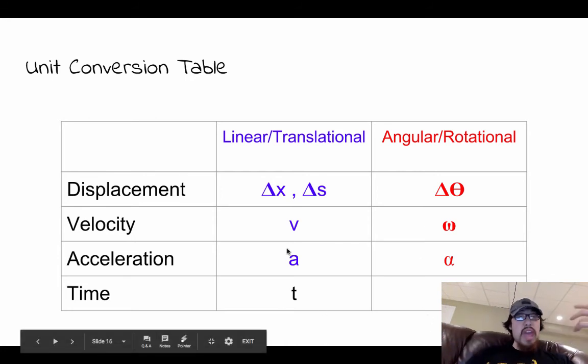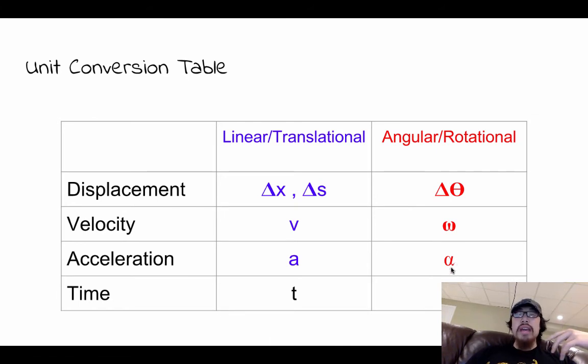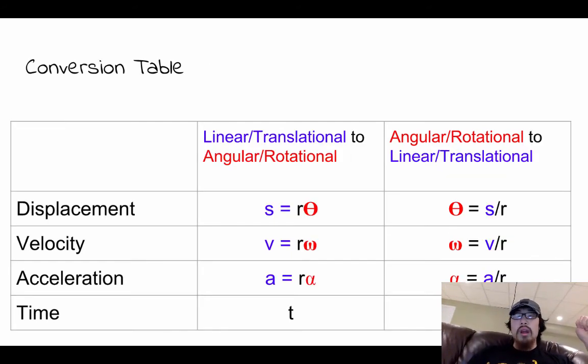Acceleration is lowercase a. Angular acceleration is that alpha, or that fishy symbol. Okay, it kind of looks like a fish. And of course, time, which I left as the black font, because time is universal. Okay, time doesn't care if it's angular or linear. Time is time. Cool. All right, moving on. We went through a lot of these conversion tables, but as you can see, there's a lot of similarities.